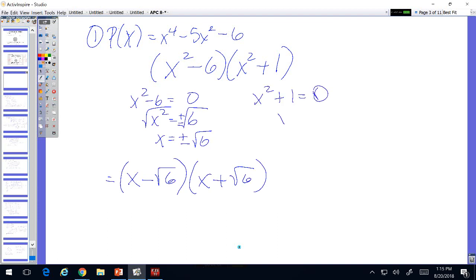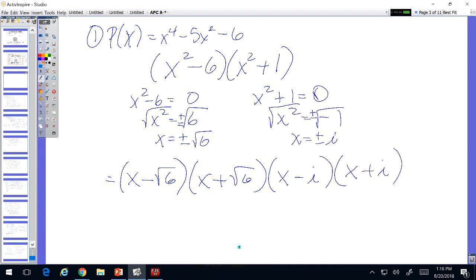I take this factor and set it equal to 0 and solve. I move the 1 over, and now I'm taking the square root of a negative 1, and the square root of negative 1 is i. But when I take a square root, I get the positive and the negative, so x equals plus or minus i. So my other two linear factors are x minus i and x plus i. Answer D. Any questions about number 1? Okay. Let's take a look at number 2.